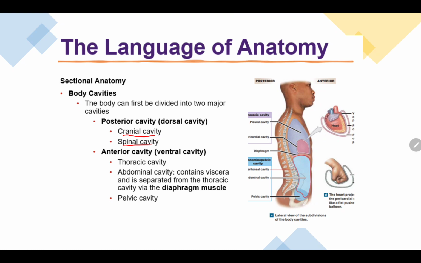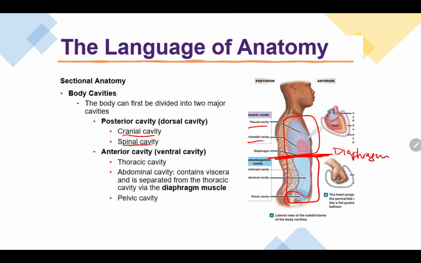And we have the anterior cavity, which is the ventral cavity. We have the thoracic cavity up here, and that's further divided into the pleural cavity and the pericardial cavity. And we have the abdominal cavity, which contains those visceral organs, and it's separated from the thoracic cavity via the diaphragm.